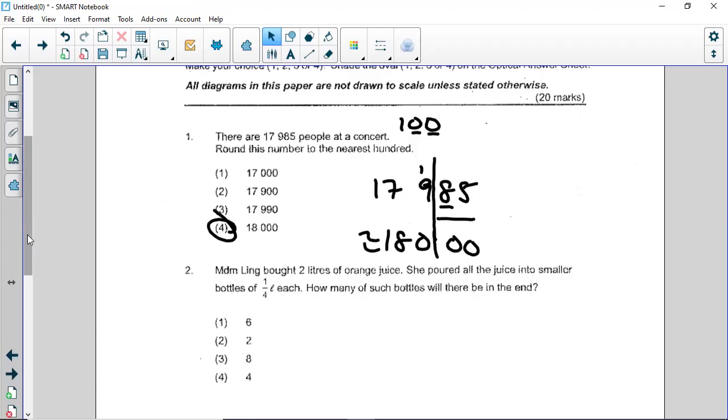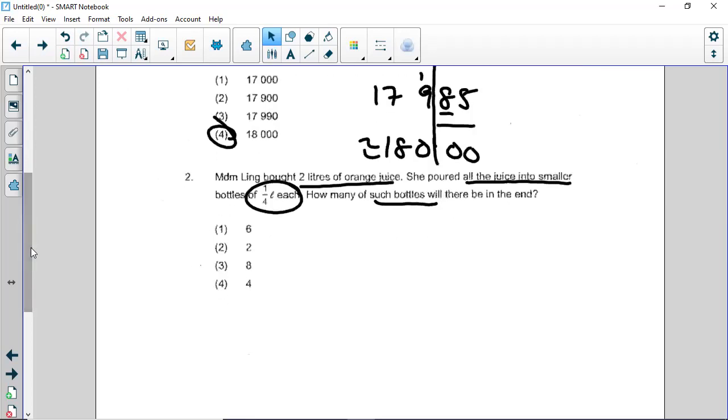Okay, question 2. Madam Lim bought 2 liters of orange juice. She poured all the juice into smaller bottles of 1/4 liter each. So how many bottles will there be in the end? So you have to divide. To get how many bottles, you divide. You take 2 liters and you divide by 1/4 liter.